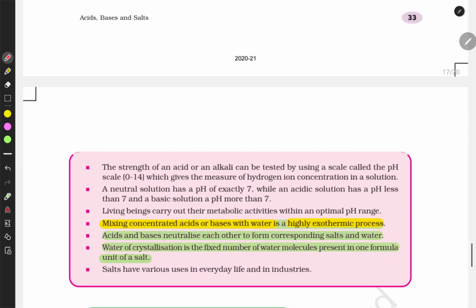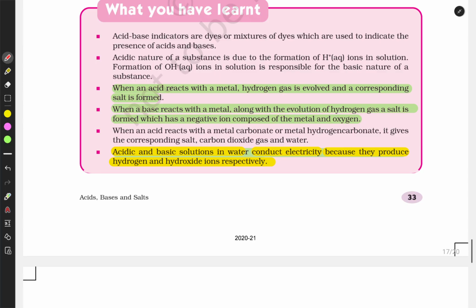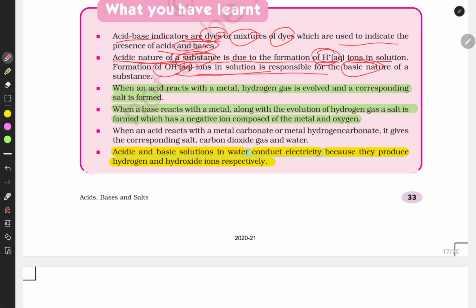And here we have completed this chapter. Let's quickly revise it. Acid-base indicators are dyes or a mixture of dyes which are used to indicate the presence of acids and bases. The acid nature of a substance is due to the formation of H+ ions in aqueous solution, and when OH- ions are formed, this is because of the basic nature of the substance. When an acid reacts with a metal, hydrogen gas is evolved and a corresponding salt is formed.